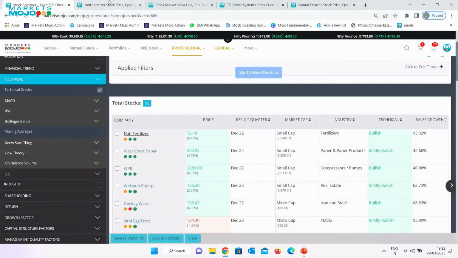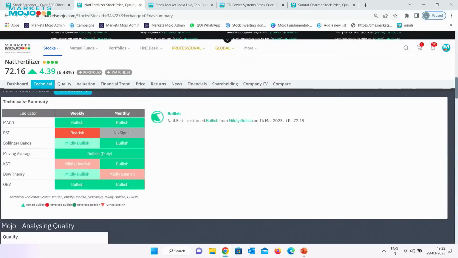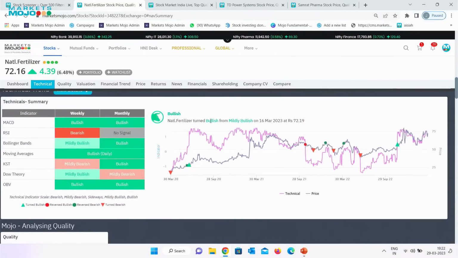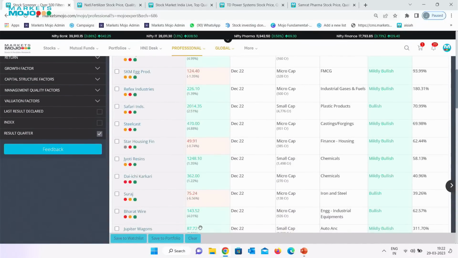But going back, now we're looking at National Fertilizer again over here. Now this company has changed from buy to strong buy 2 days ago. It was in the buy range, it's now come to strong buy. And when we look at the technical trend, we'll get some idea over here. The company has turned bullish from mildly bullish. You can see it was in the mildly bullish range, but now it's moved straight towards the bullish range.